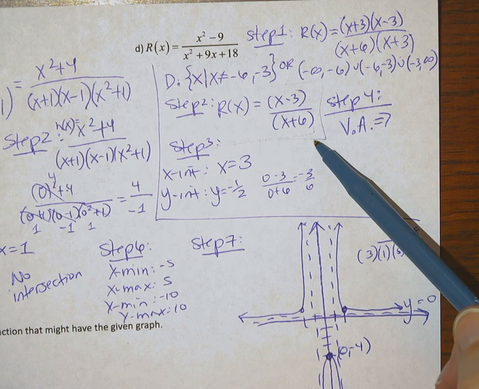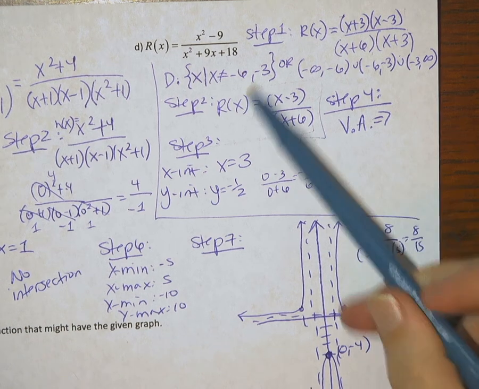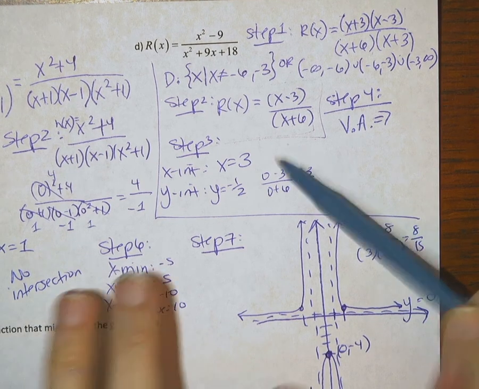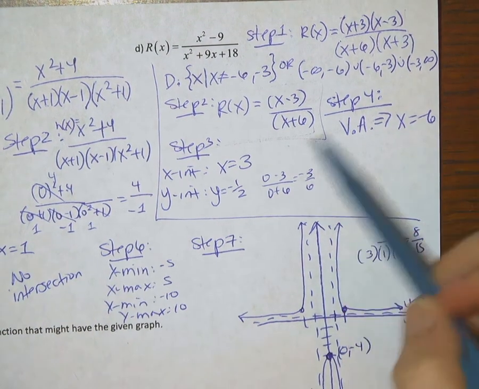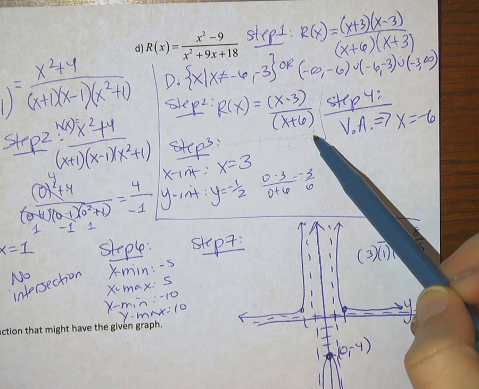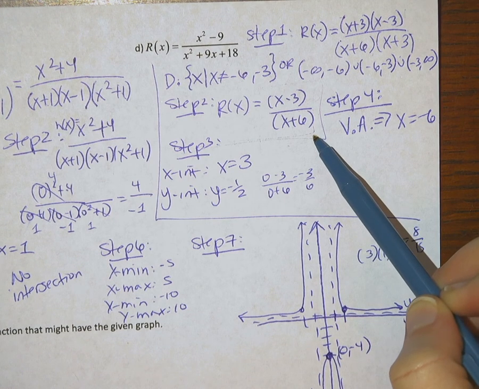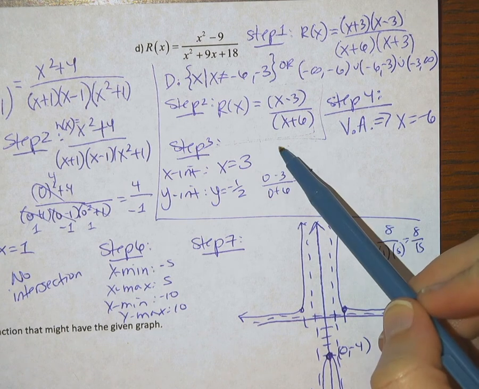This simplified version here is what gives us our vertical asymptotes. So this one right here tells me that I just have a vertical asymptote at x equals -6, because that's my only problem in this function for my domain, for my x values.